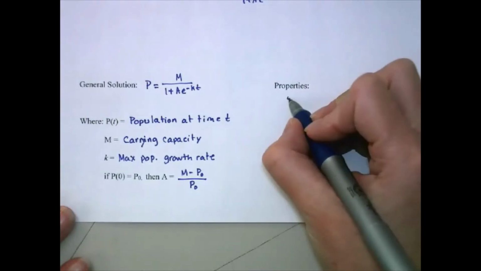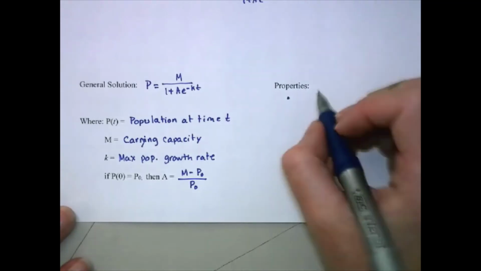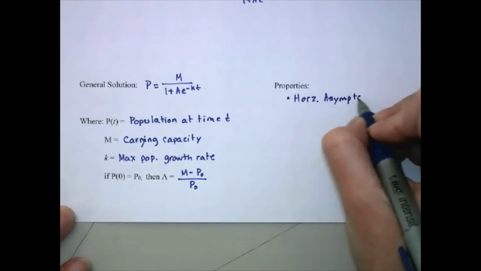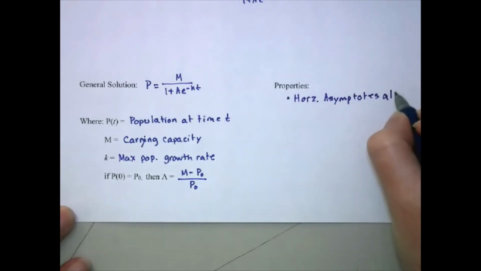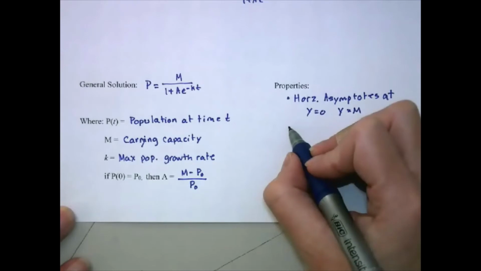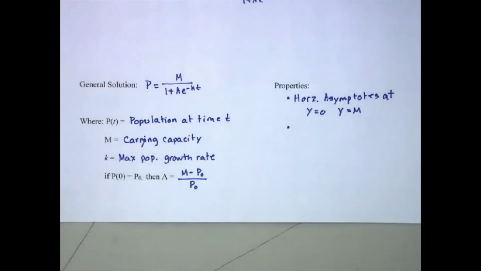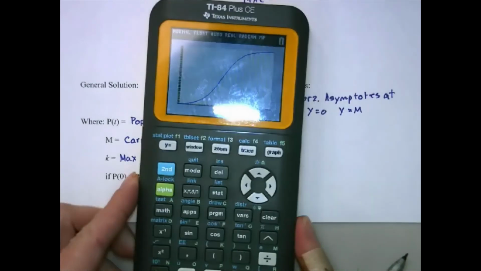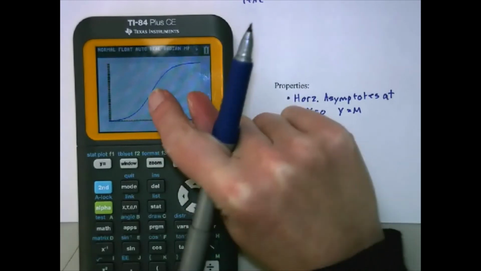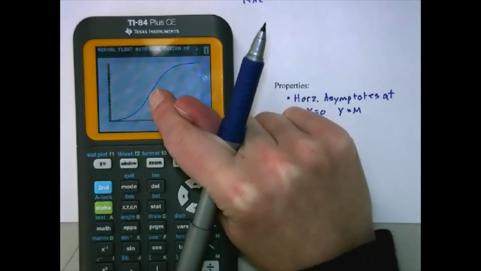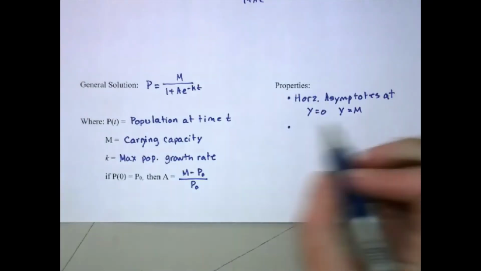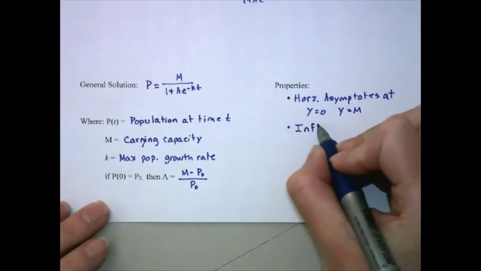Some properties, just like we're describing for the differential equation. So the horizontal asymptotes at y equals 0 and y equals M. Okay, on the graph, let me go back to our previous graph. This graph is always going to look like this, where it's going to be concave up and then it's going to be concave down. There's a point in here where the rate is at its maximum, and that's also the point of inflection.